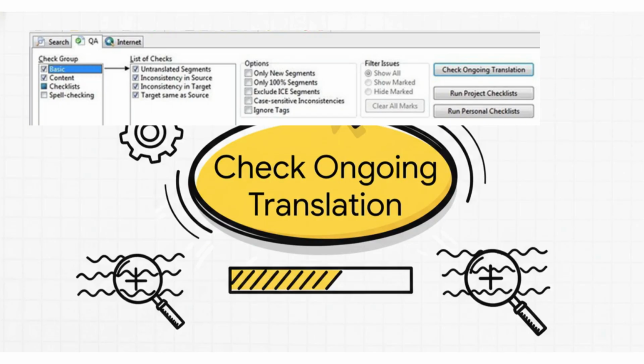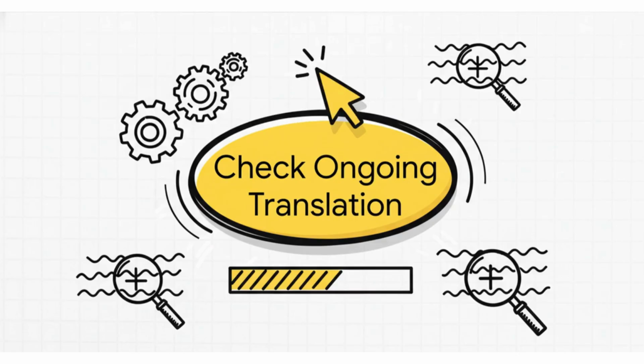With all your checks selected, you're ready to unleash the tool. All you have to do is click that big Check Ongoing Translation button, and Xbench will start churning through your files and comparing them against all those rules we just set.